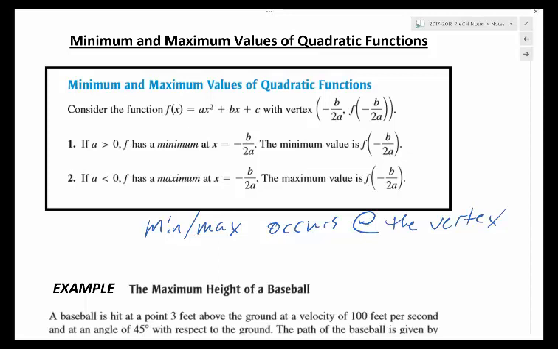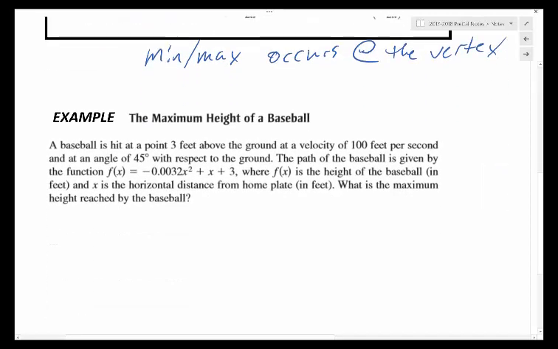Now, minimum and maximum values have some key applications. The first one we're going to see here in this example is the maximum height of a baseball. So they give you the equation. The baseball is hit 3 feet above the ground at a velocity of 100 feet per second at an angle of 45 degrees with respect to the ground. The path is given by the function f of x equals negative 0.0032x squared plus x plus 3, where f of x is the height of the baseball in feet and x is the horizontal distance. What is the maximum height reached by the baseball?